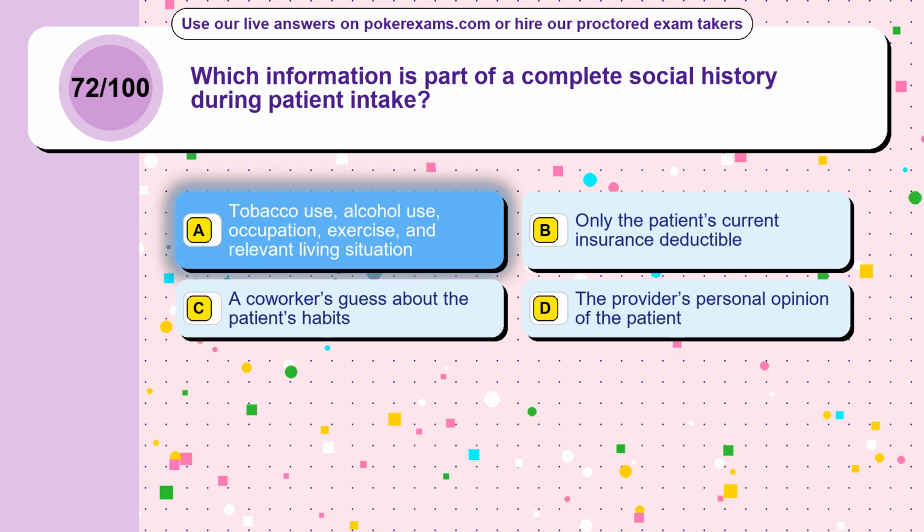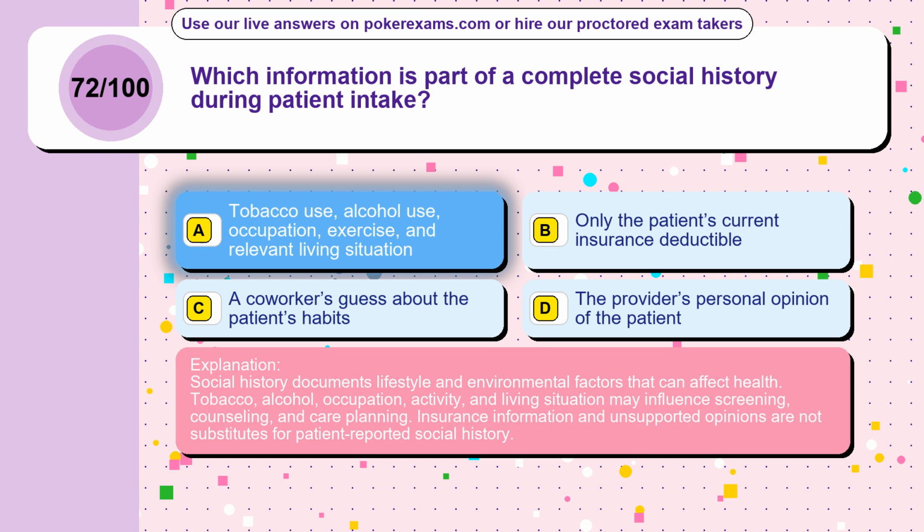The correct answer is option A. Tobacco use, alcohol use, occupation, exercise, and relevant living situation. Social history documents lifestyle and environmental factors that can affect health. Tobacco, alcohol, occupation, activity, and living situation may influence screening, counseling, and care planning. Insurance information and unsupported opinions are not substitutes for patient-reported social history.